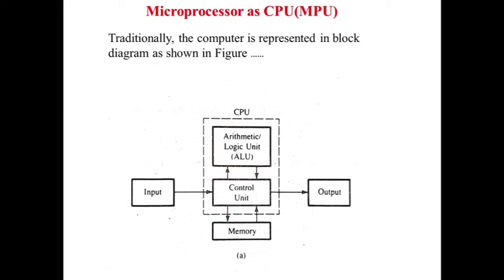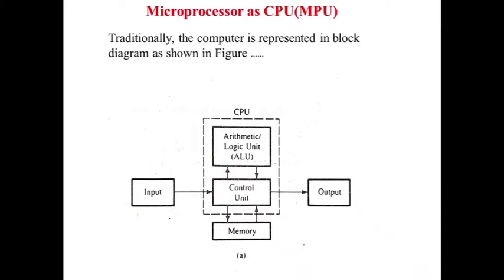Hello students, let us discuss microprocessor as central processing unit, CPU. For that, let us look at computer traditionally. Suppose we want to describe computer traditionally, it is represented in the block diagram which is shown on this slide. It consists of four primary components.